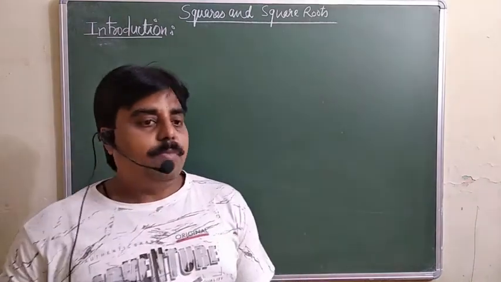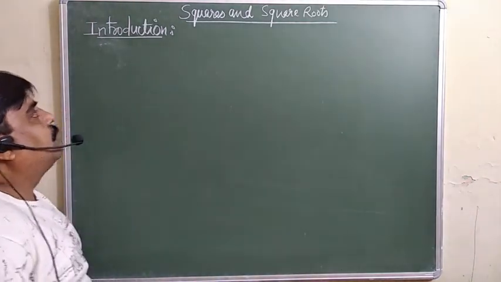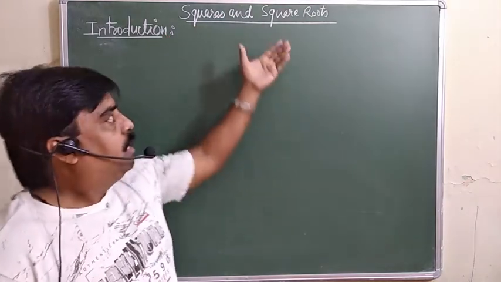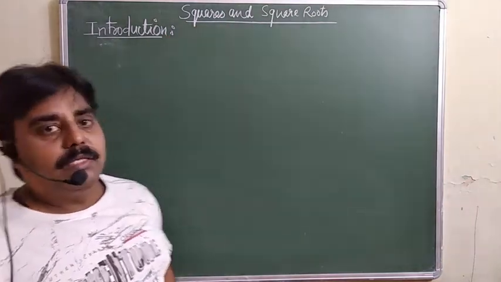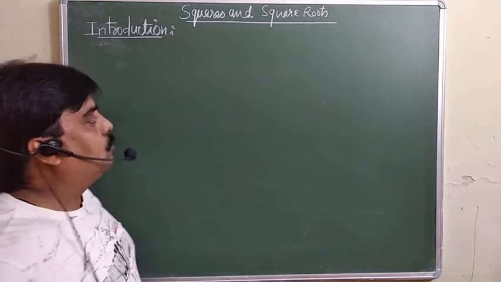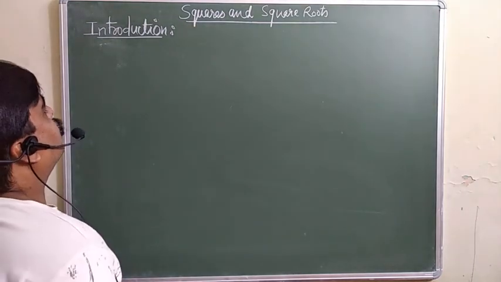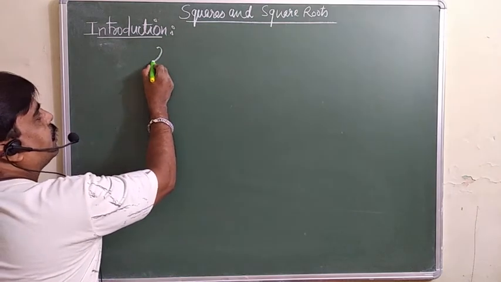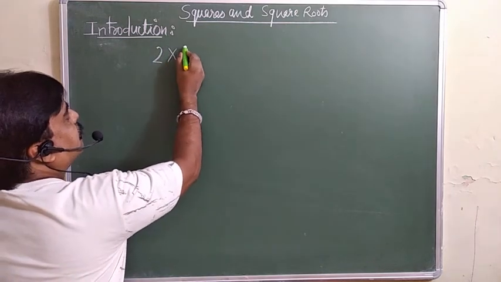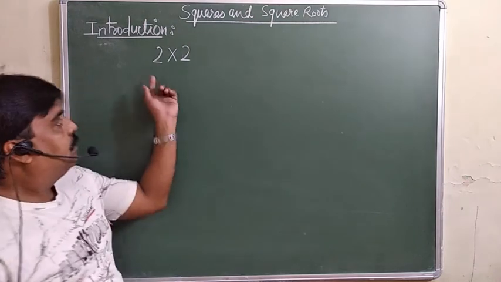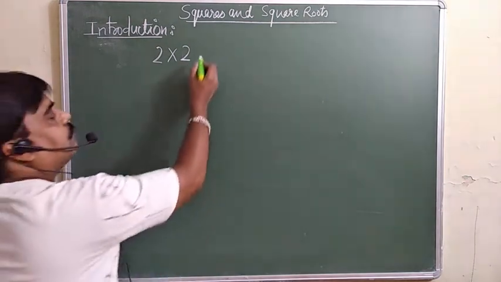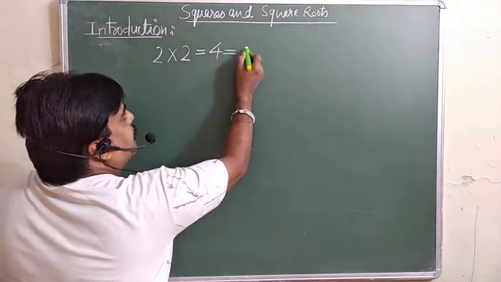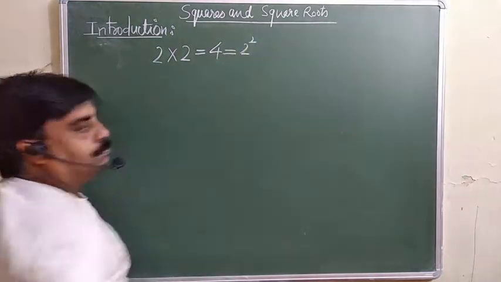Hello everybody. Now we will discuss how you can find the square and the square root of any number by the traditional method. First of all, we will discuss the square. Suppose you take the number 2 and multiply it by itself. Whatever product you get, 4, will be the square of the number itself.